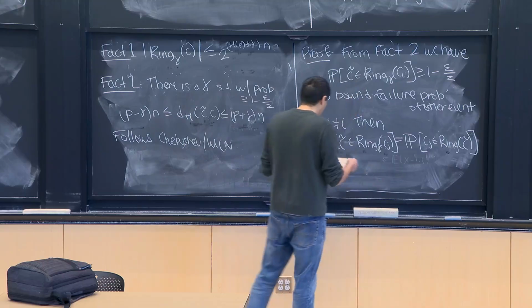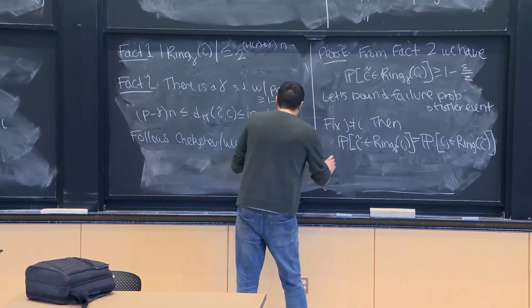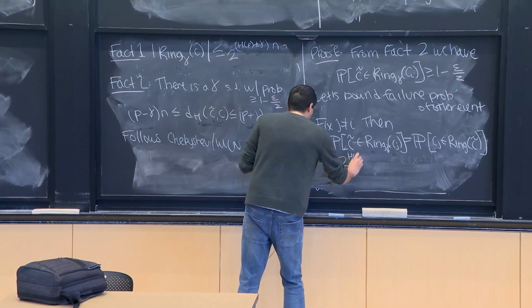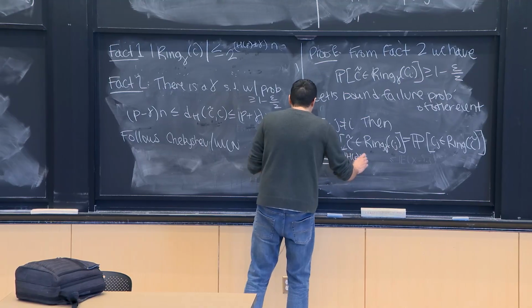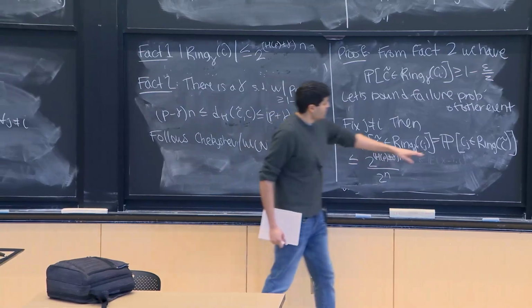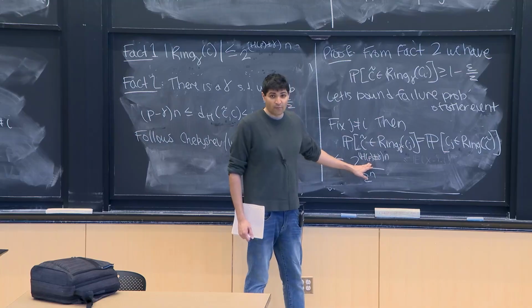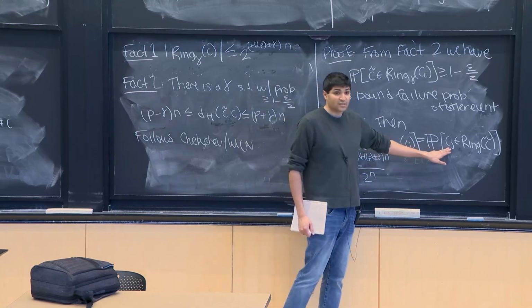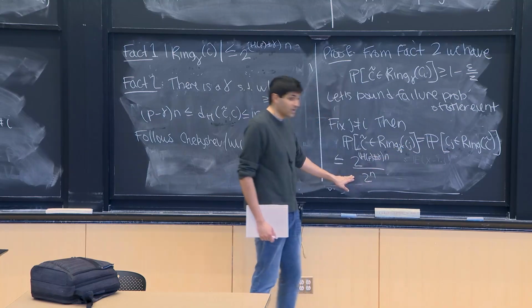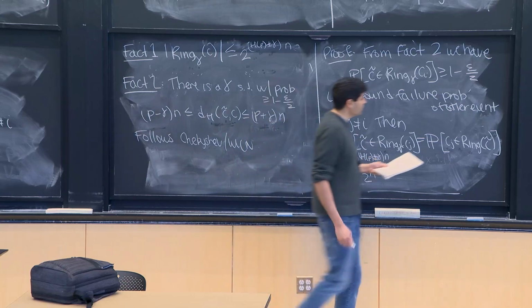So now I can appeal to fact 1. We can upper bound this probability by 2 to the entropy of p plus or minus the slack gamma times n, over 2 to the n, just because that's the size of the ring around C tilde, exactly this quantity from fact 1. And we're choosing Cj uniformly at random from all of the binary strings of length n. So we get exactly this expression. And so now we're in good shape because we can appeal to a union bound.